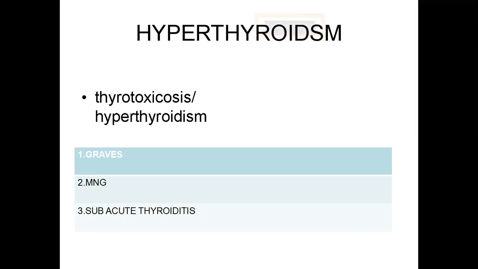Diseases where hyperthyroidism is manifest are Graves' disease, multinodular goiter, and subacute thyroiditis. Graves' disease is an autoimmune disease. Here, antibodies are formed against the TSH receptor. These autoantibodies stimulate the thyroid gland to produce thyroid hormone. This is regarding Graves' disease.